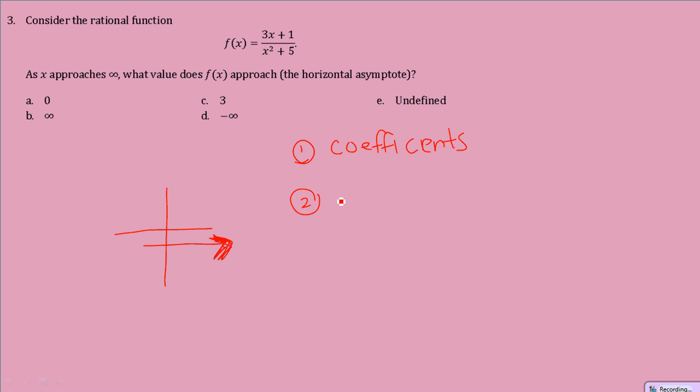Okay, number 2, if it's bottom heavy, then it's 0. And if it's top heavy, then it's going to be positive or negative infinity. So in this case, we have only 1 x up here. We have 2 x's down here. So that would make it bottom heavy. And so my answer is 0.